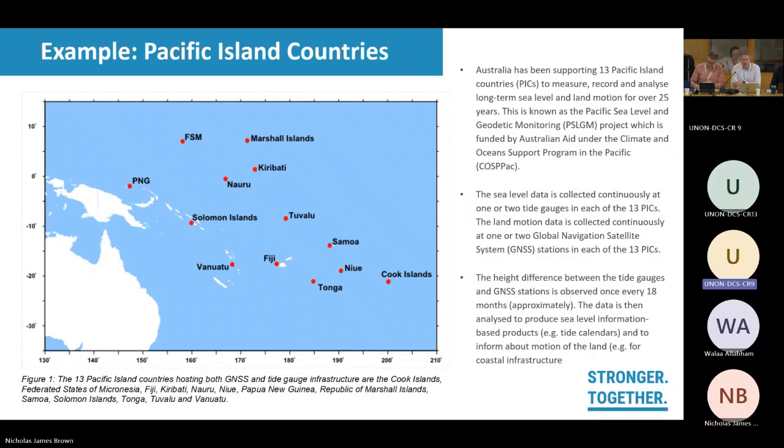This is a region where Australia has been supporting 13 Pacific Island countries to measure, record and analyse the long-term sea level trend and land motion over the last 25 years. The sea level data is collected continuously at one or two different tide gauges in each of the 13 Pacific Island countries, and the land motion data is collected continuously at GNSS CORS stations in each of them. And then the height difference between the tide gauge and the GNSS station is observed with leveling about every 18 months.